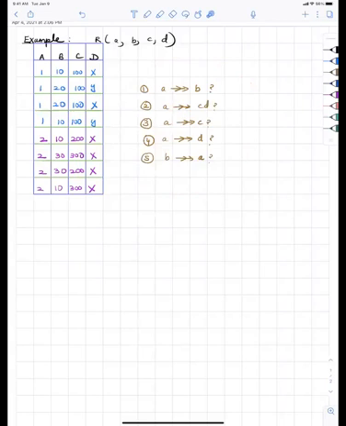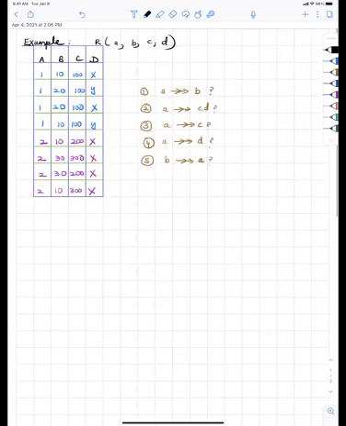In order to check whether A multi-value determines B, let's look, we only have 2 values for A. It's 1 and 2. So let's look at 1. So we have 1, and we're looking at B. So 1 maps to 10 and to 20. So this is A, this is B.